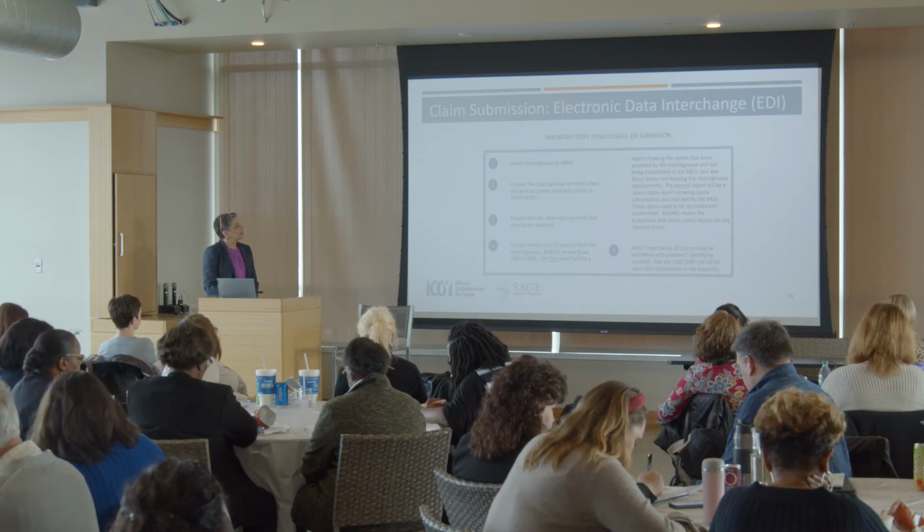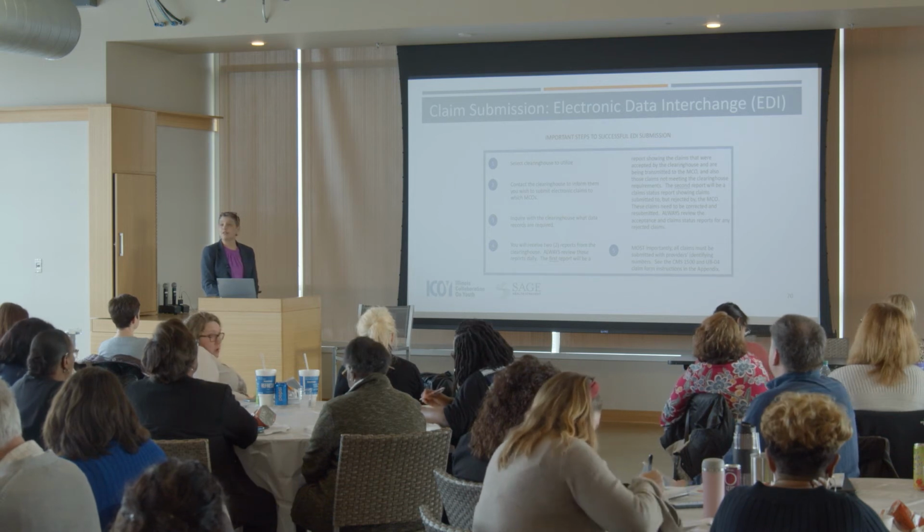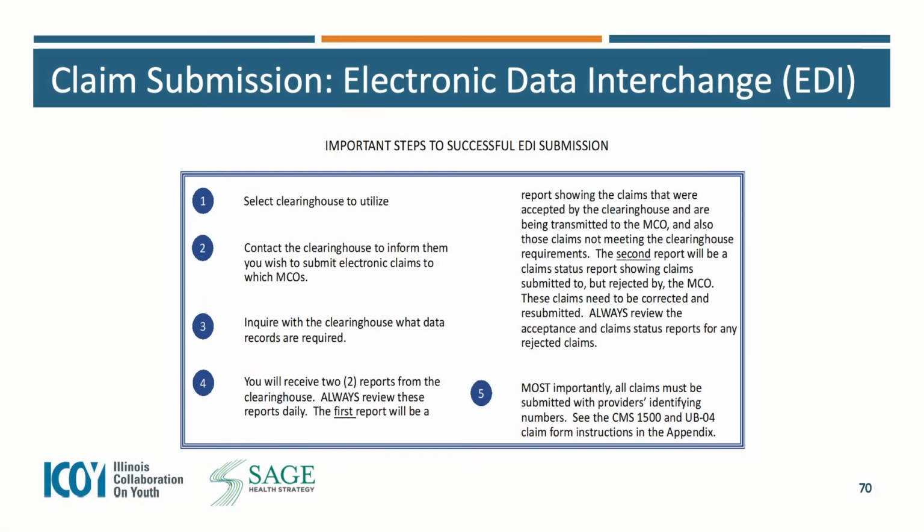So that's paper claims. If you decide that your agency is going to be doing a significant volume of claims, and you're going to look at doing electronic submission, these are the baby steps to walk through, kind of like that impact flow chart. You have to select a clearinghouse. When you submit electronically, you don't send claims to the MCO. They go through what's called a clearinghouse, who checks and makes sure that all the I's are dotted and the T's are crossed. So you have to enter into a relationship with a clearinghouse to submit your claims to.